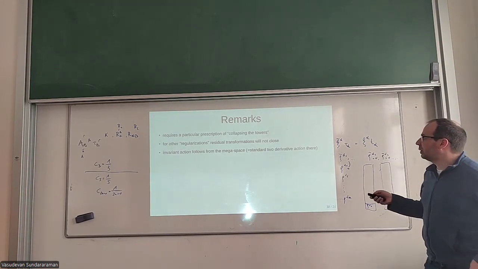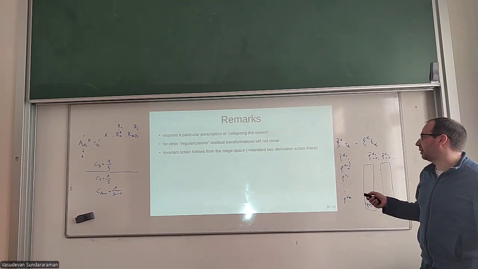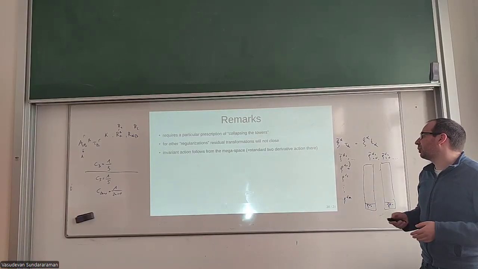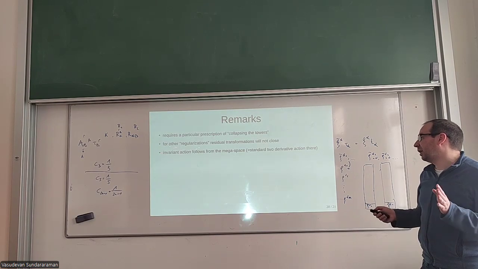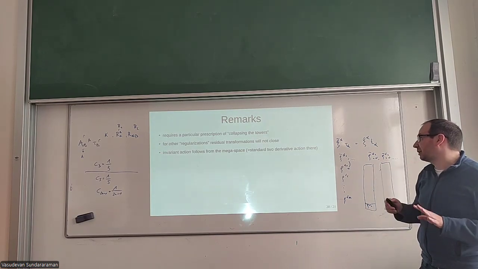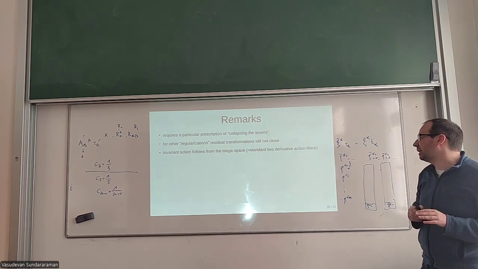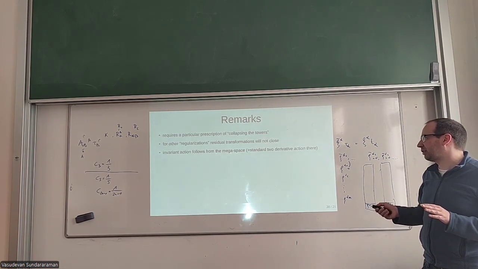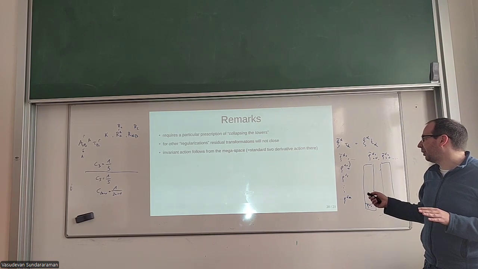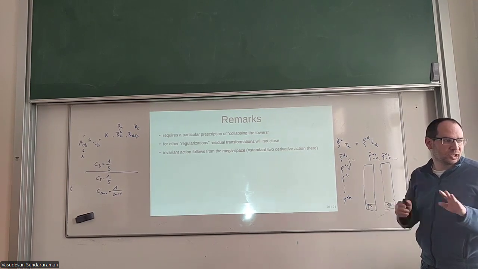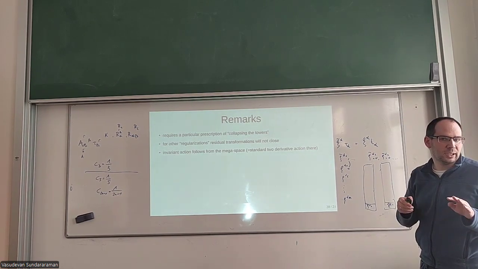So what we can do is, we have this prescription of collapsing the towers done in a particular way. There are other ways of regularizing this which will not give you closing transformations. And then all the invariant action just follows very simply from the Polacek-Siegel thing, where we know that we can write down an invariant action on the megaspace, just two derivatives, we plug everything in, and of course it gives the right action, which they also have.